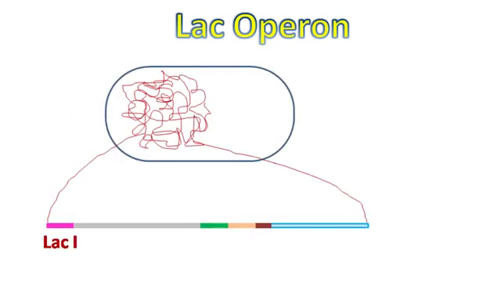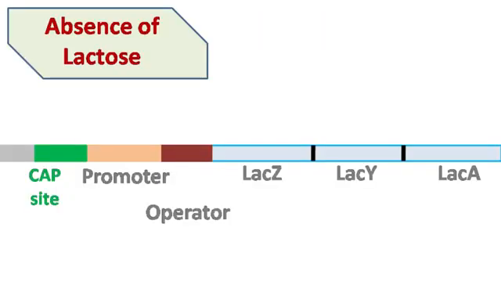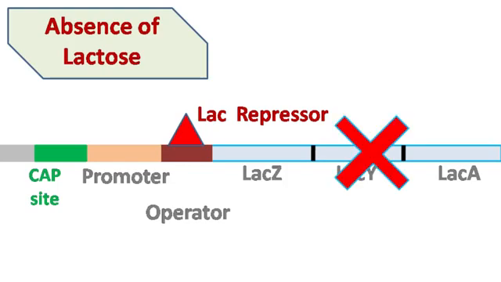The LAC-I encodes a repressor that binds the operator and represses the lac Operon. Let's see how the lac Operon functions. In absence of lactose, the operator is occupied by lac repressor. This ultimately shuts down the lac Operon genes.